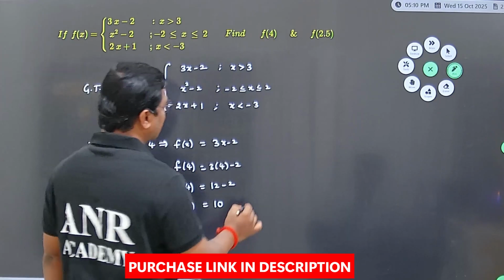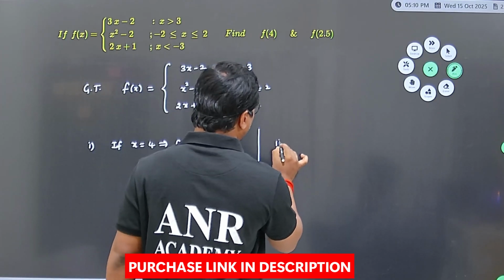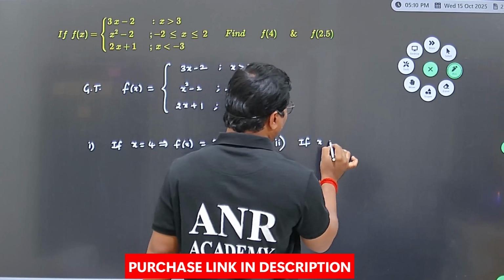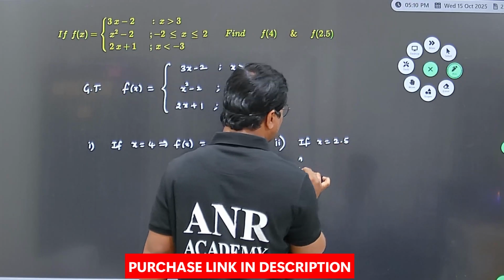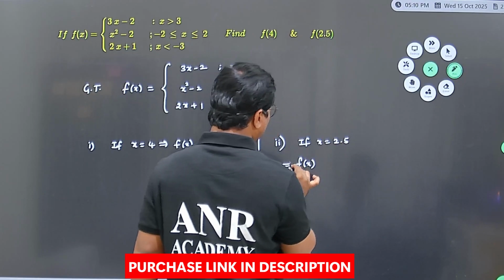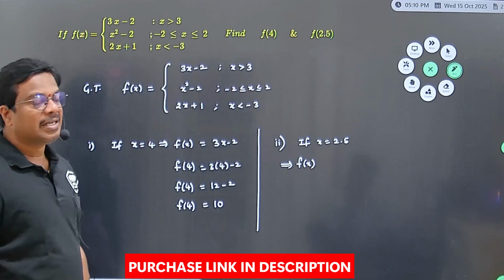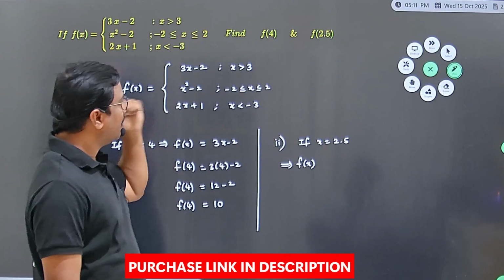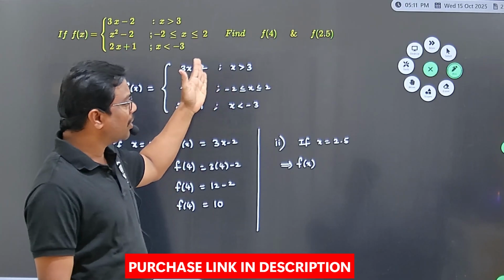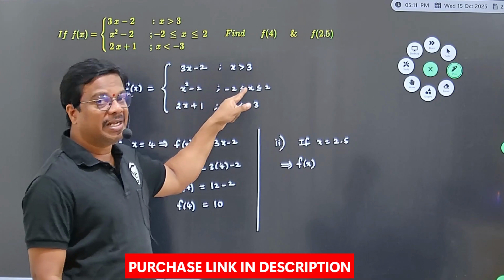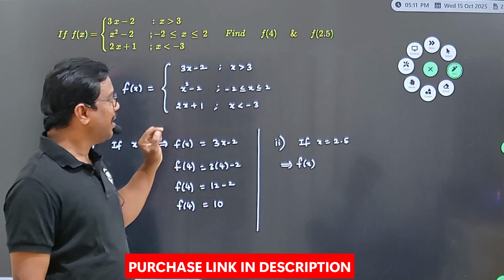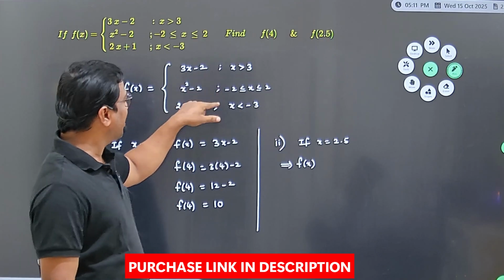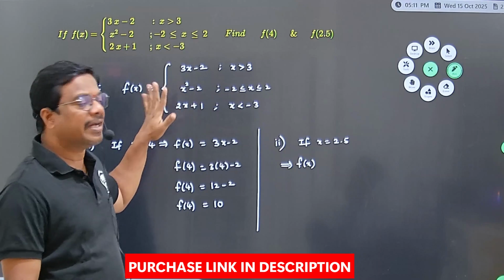Next, second one, f of 2.5. To find f of 2.5, if input x is 2.5, then first write what is f of x. Clearly, here the function is defined for all more than 3, in between minus 2 to 2 and less than minus 3. There is a gap in the interval 2 to 3. In the interval 2 to 3, the function is clearly not defined.